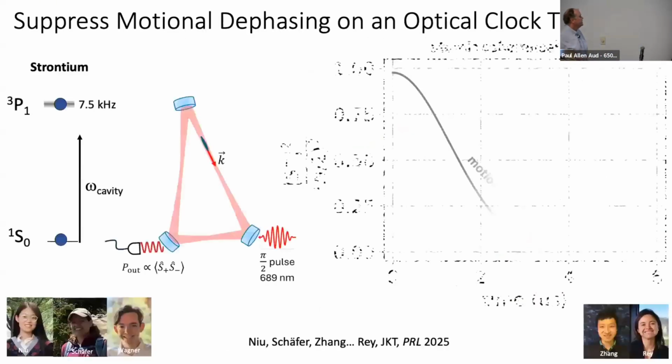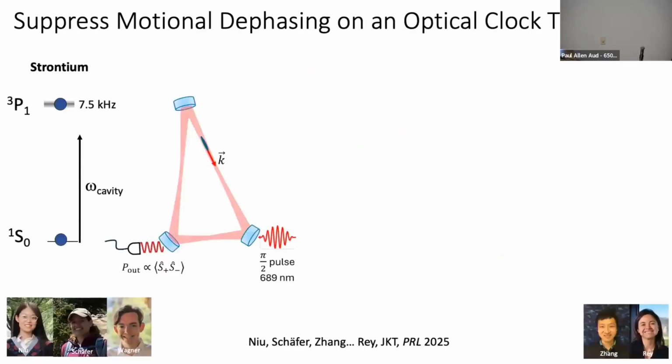Okay. So that's nice, some clever matter wave interferometer thing, but maybe you like clocks. At least where I'm around, people like clocks a lot. They say, well, that's a nice story, James. But we said, look, no, this is real. You could really use this to suppress dephasing on a clock transition.